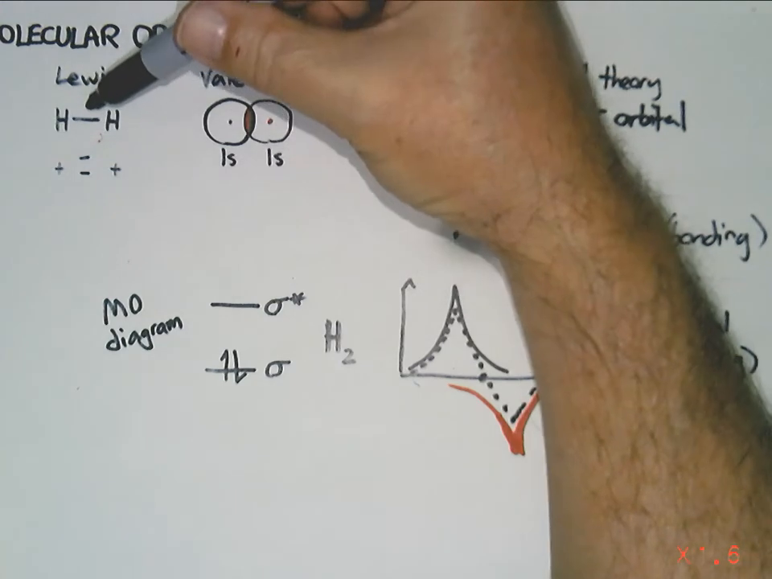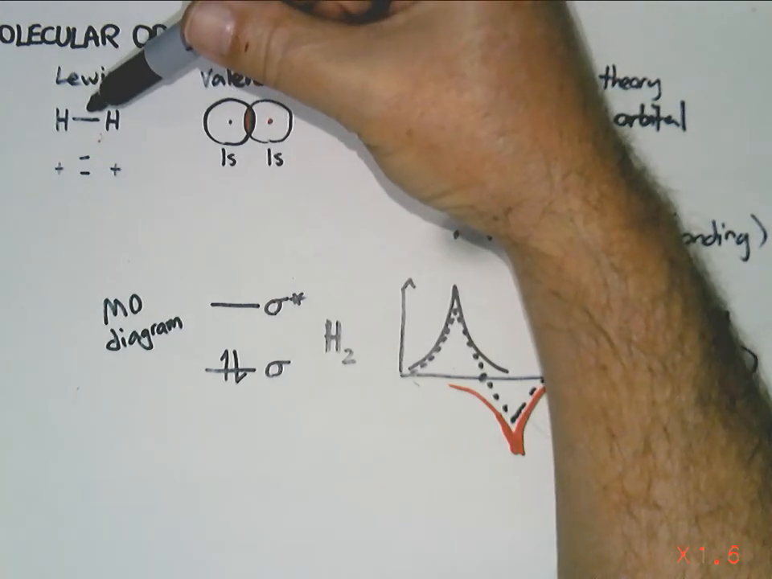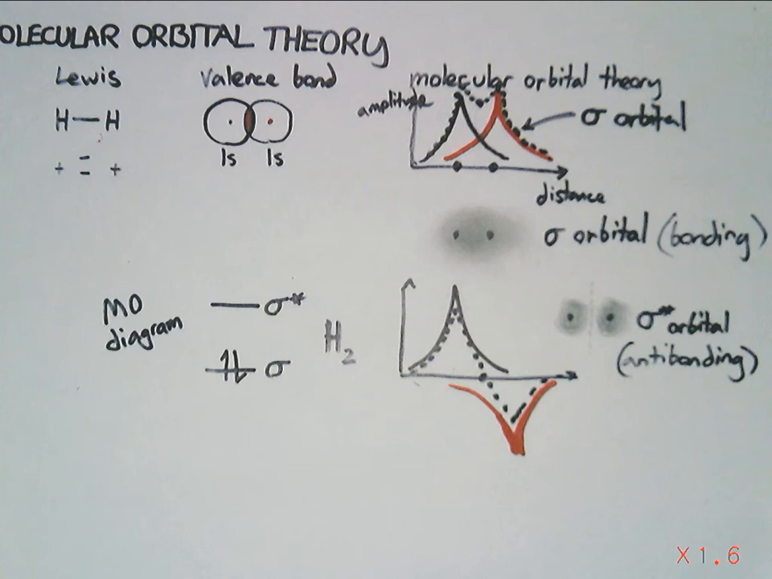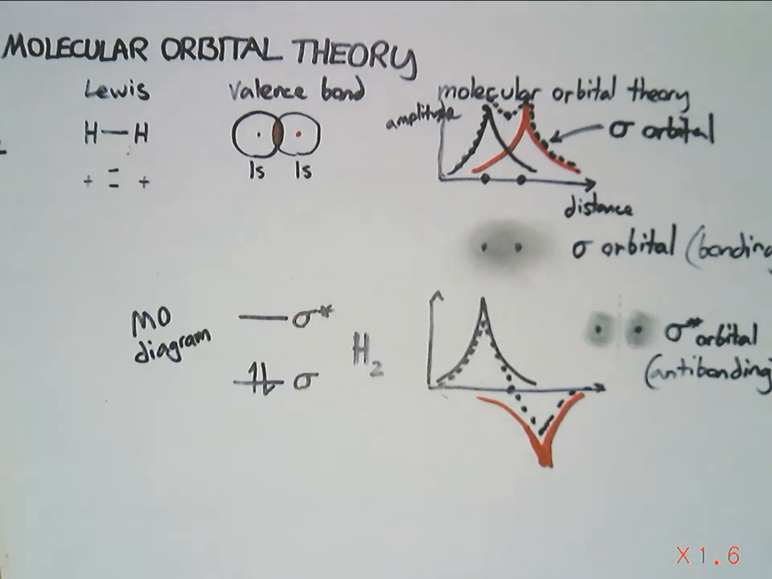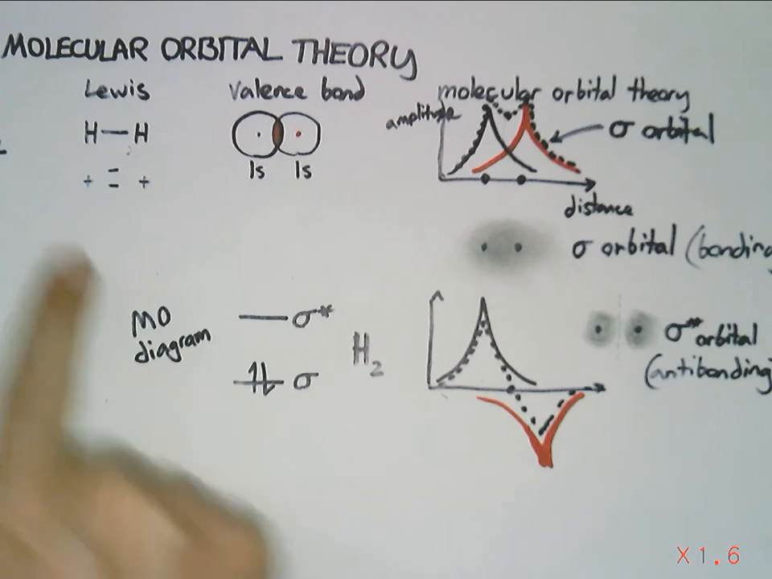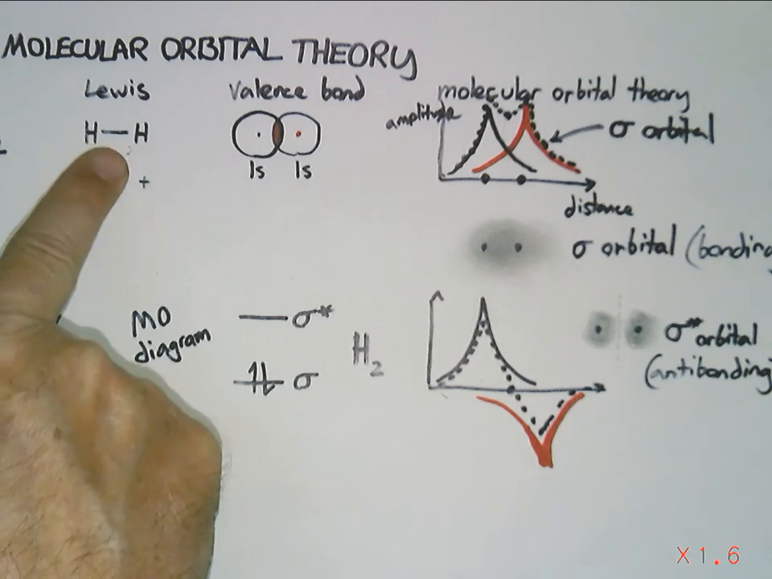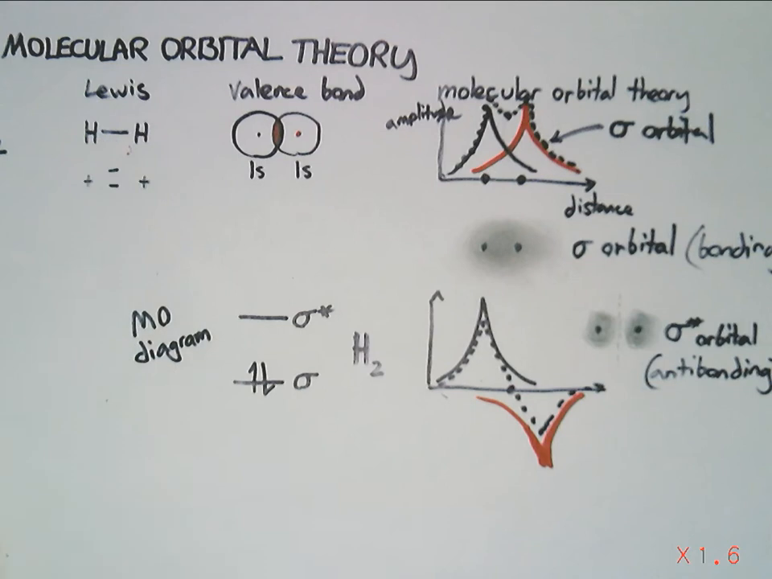Now, that kind of mirrors what the Lewis theory was saying up here. The Lewis theory was saying you've got an electron pair that is bonding things together. So we're kind of seeing why you're getting this property in Lewis theory, why a bond is a pair of electrons, because a pair of electrons fits in the bonding orbital.